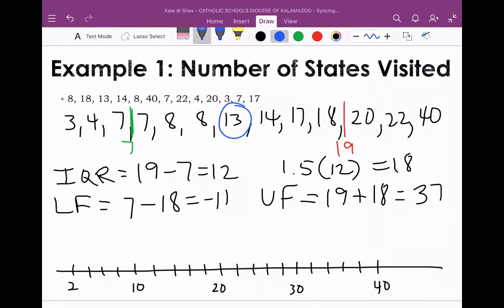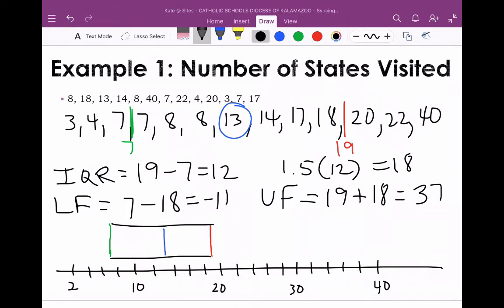So I put my median, 13, in first, and I draw a line perpendicular to my number line. So 13 is going to be about right here. Then I put my quartiles in. So Q1 is 7, which is going to be about right here. And my Q3 is 19, which is about right here. And then I make a box out of those.